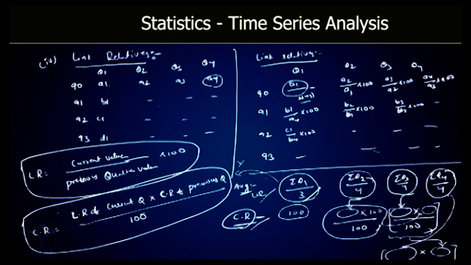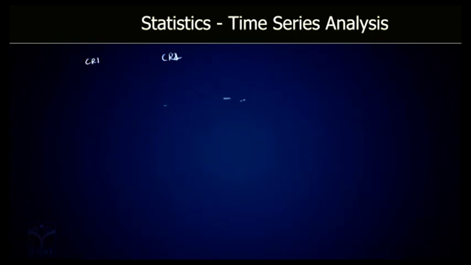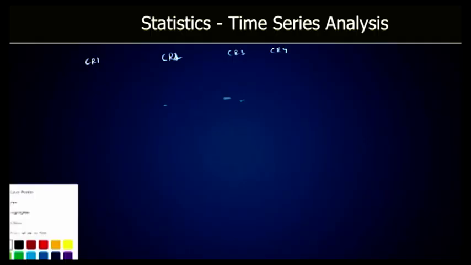Let us consider the chain relatives, once we find all the values, as CR1, CR2, let us consider this value as CR3, let us consider this value of CR4. Just for reference purpose I am considering the value CR1, CR2, CR3 and CR4. Now chain relatives for all the quarters are calculated. CR1, CR2, CR3 and CR4, all the values are calculated.